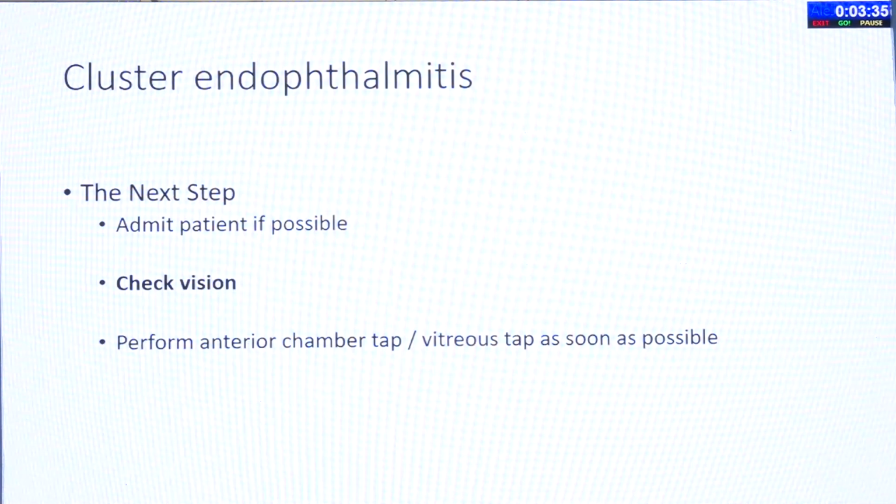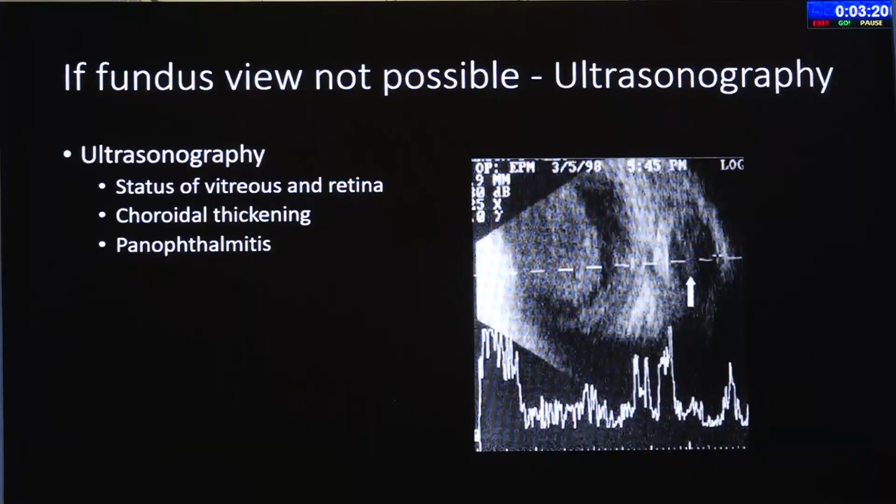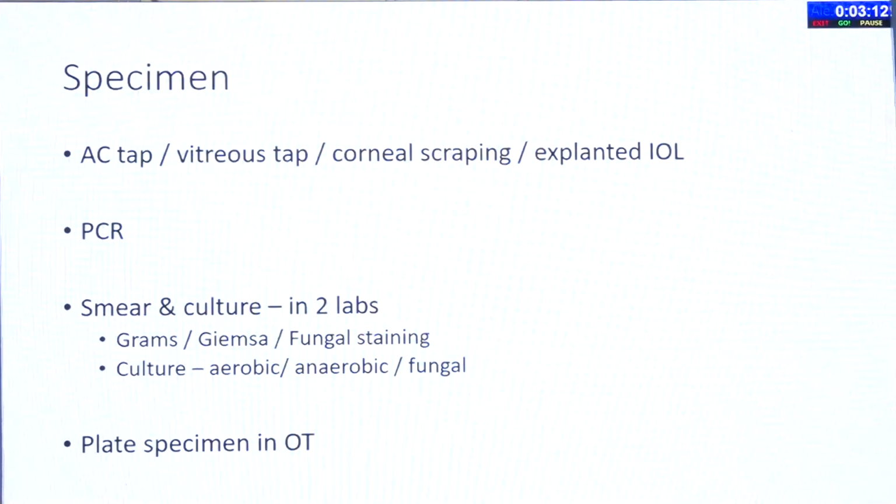So what is the next step once we identify a patient with endophthalmitis who is part of a cluster? Admit the patient, and most important, check vision. This is medico-legally necessary, always check vision. And the next step is to perform an anterior chamber tap or vitreous tap as soon as possible. And if fundus view is not possible, do an ultrasound to see what the status of the retina and vitreous is. So these are all common steps for any endophthalmitis.